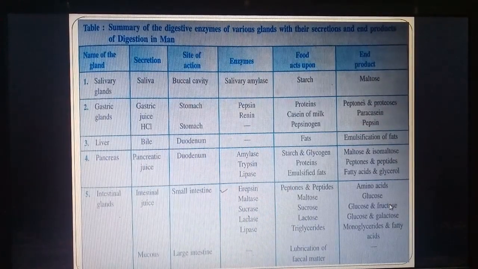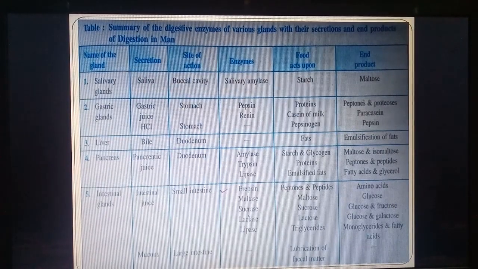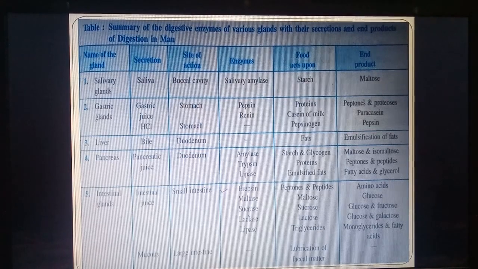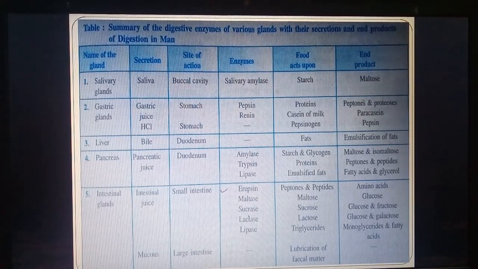The next is maltase. It acts on maltose to produce glucose. Sucrase acts on sucrose sugar to form glucose and fructose. Lactase acts on lactose to form glucose and galactose. And lipase acts on triglycerides from fat and produces monoglycerides and fatty acids.